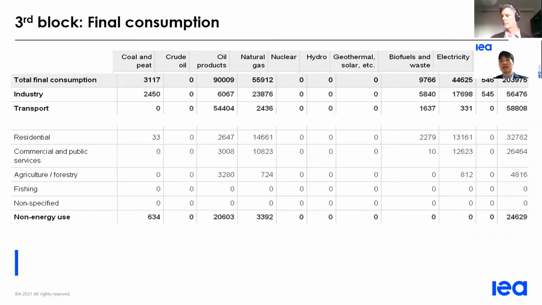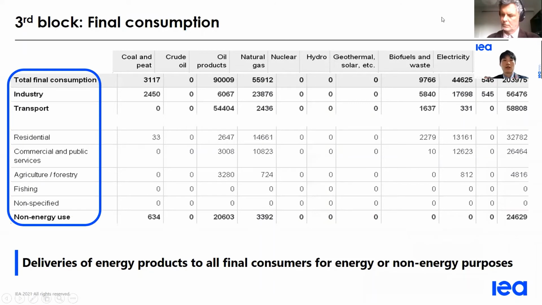And we have a last block, which is final consumption. They are composed of many energy users. There are industry sectors as well. Here, this is aggregated as just one industry, but there is a more disaggregated level based on the ISIC code. And you can see the transport sector, and the residential, commercial sectors, agriculture, fishing, and non-energy use.